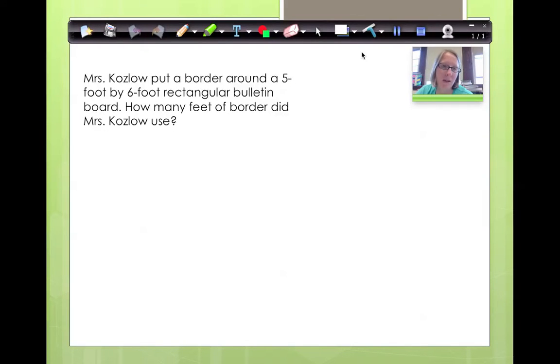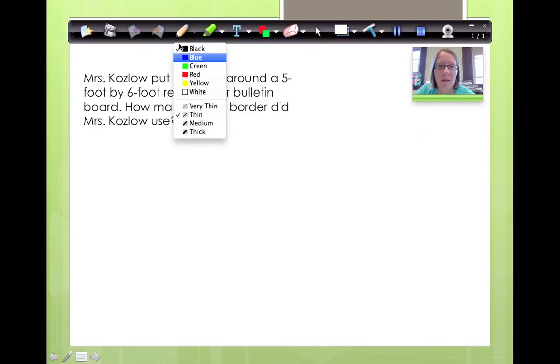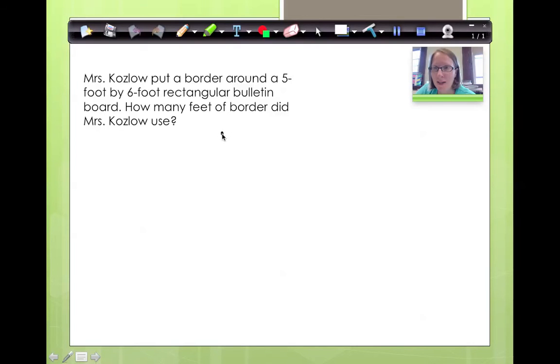Mrs. Coslow put a border around a 5-foot by 6-foot rectangular bulletin board. How many feet of border did Mrs. Coslow use? Now this is a common problem for Mrs. Corlett. Very common problem. Now, just want to make sure I have one. Okay. Let's make a rectangular bulletin board. You can just imagine Mrs. Corlett trying to figure this out.